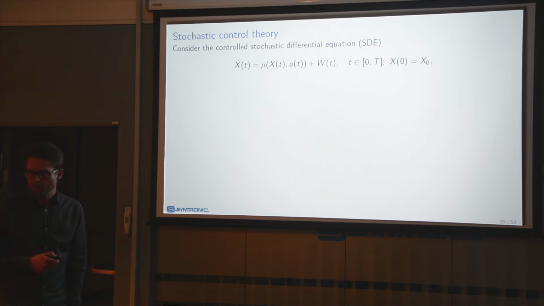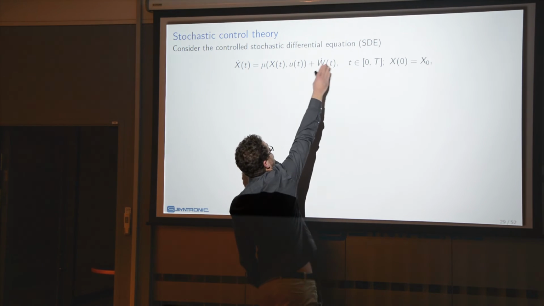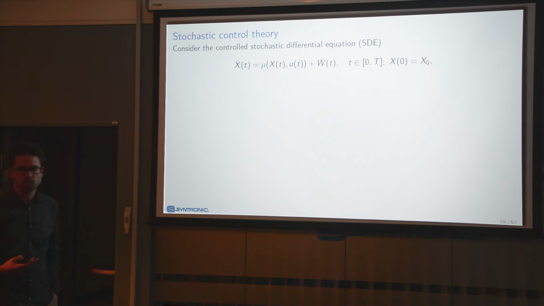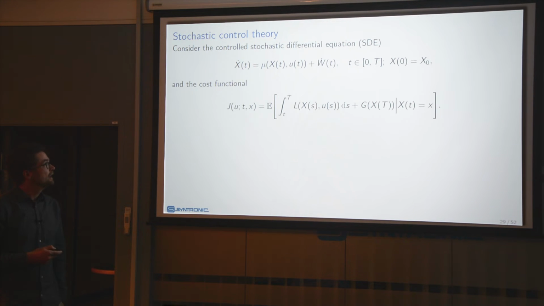Okay, so in stochastic control theory, we have a state equation. If we remove the W dot here, you have an ODE that most of us studied in the first year of engineering. If we add this, then there's some Gaussian noise added to it, and it's a stochastic differential equation.